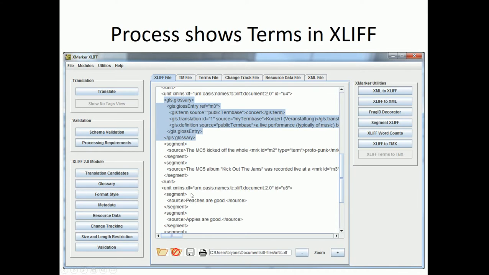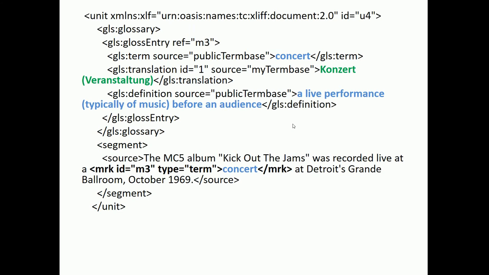We process the XLIFF to show this, so that then in the XLIFF file we have this thing called glossary, and we know that concert is translated this way and its definition is this. That helps the translator to not translate incorrectly. So again, here's that same thing. We have our unit, we have our glossary here that helps the translator, so that when it comes time to translate this sentence, they'll know that concert is defined as a live performance typically of music before an audience. So that's not terribly ambiguous, but let's look at some more ambiguous examples.